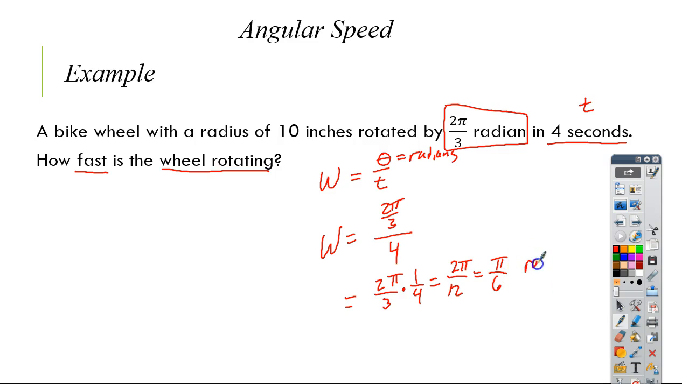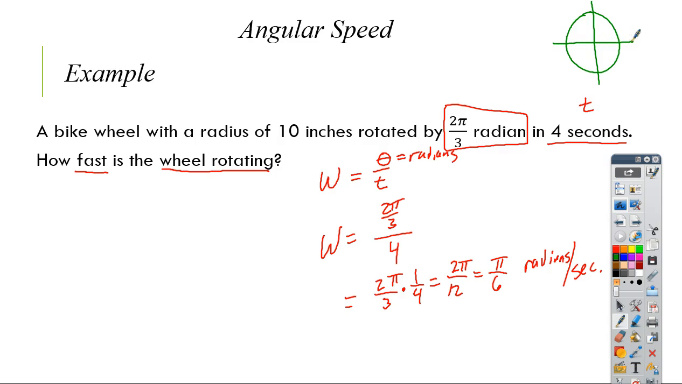So radians per, what's my unit of time? Seconds. So how fast is my wheel rotating? Pi over 6 radians per second, which is not very fast. So let's put that into reality. What does that look like? So again, here's that circle thing that we came up with. Here's this, pi over 6.